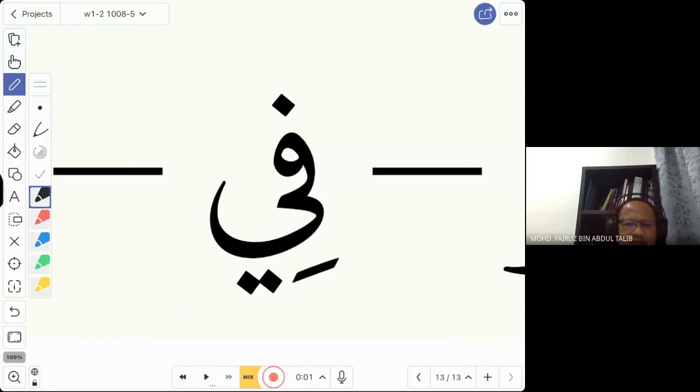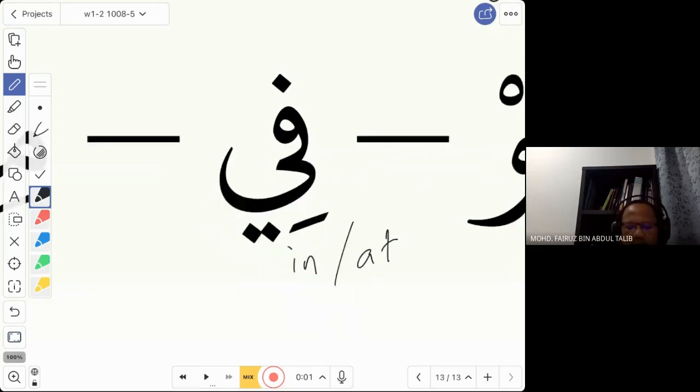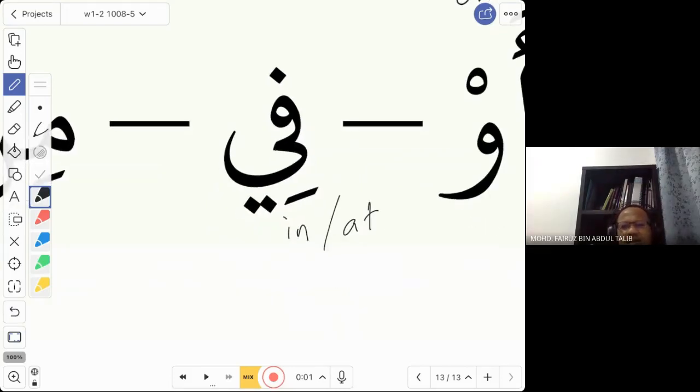Yeah, this is another harf. It is not a noun. It is not a verb. So since it is not a noun, it is not a verb, then it is a harf. What is fi? Fi is in or at, depending on the context. Fi, such as I say, fi madrasa, school. We have learned that word, madrasa. Fi madrasa, so in school or in the school, fil madrasa. Another example, I say fil lail, lail is night, at night. So it depends on the context.